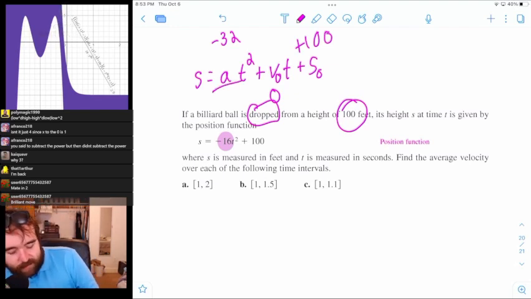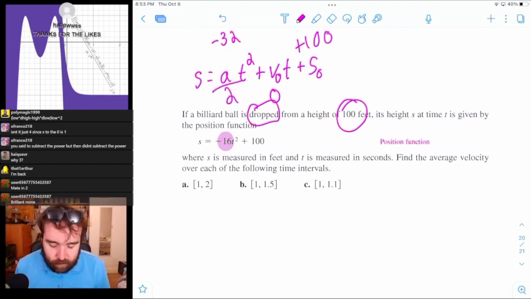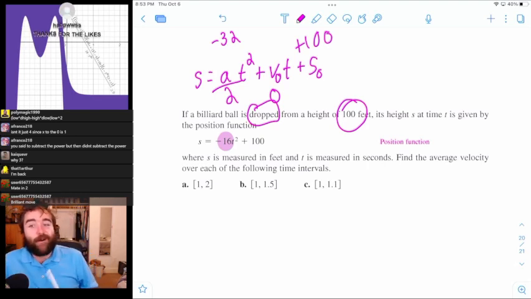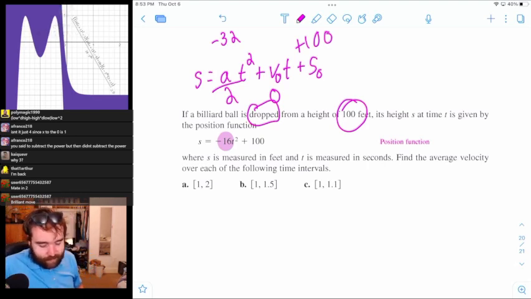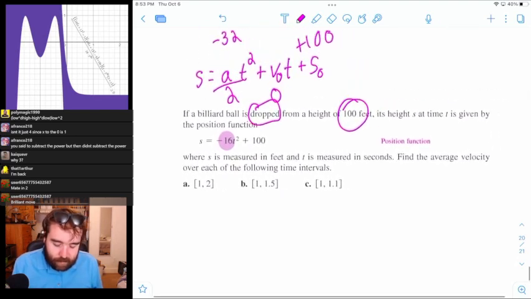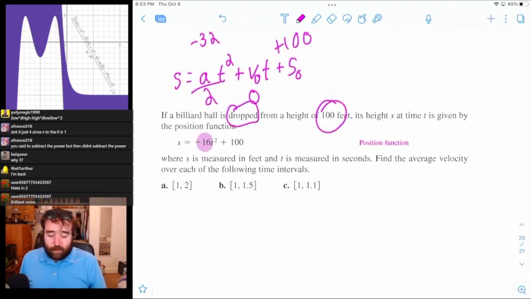Except I just realized I said that the acceleration was negative 32, and so it makes sense that it's negative 16. That's because it's a over 2. Right. So this makes much more sense. That's our physics equation. And so when we do this, we're actually not even going to be taking the derivative, right? Because they're asking us to find average velocity.